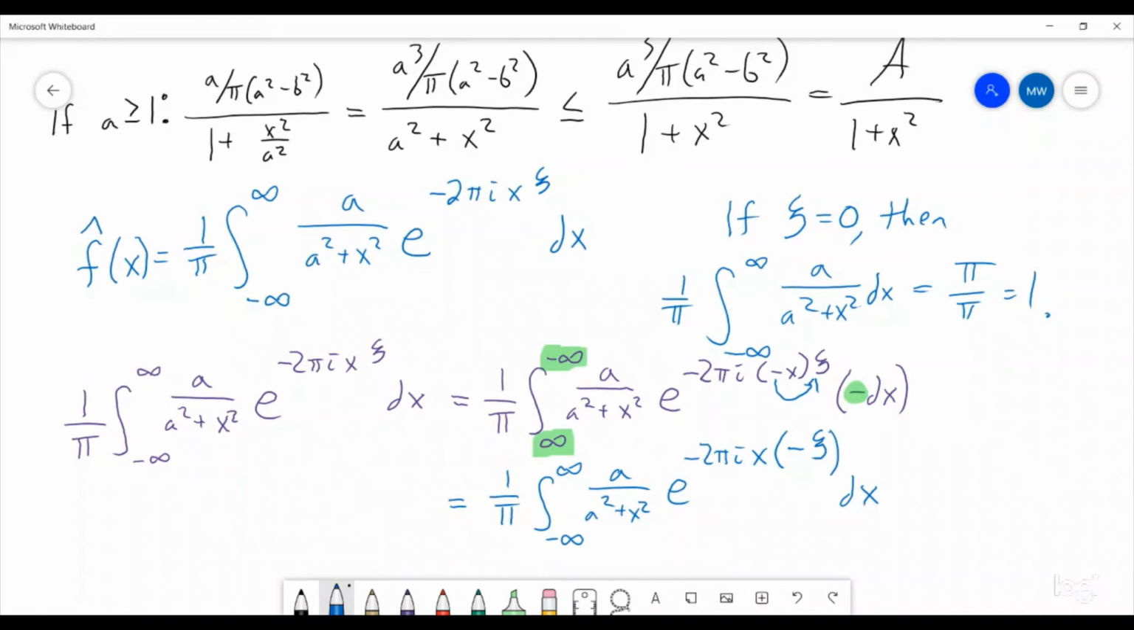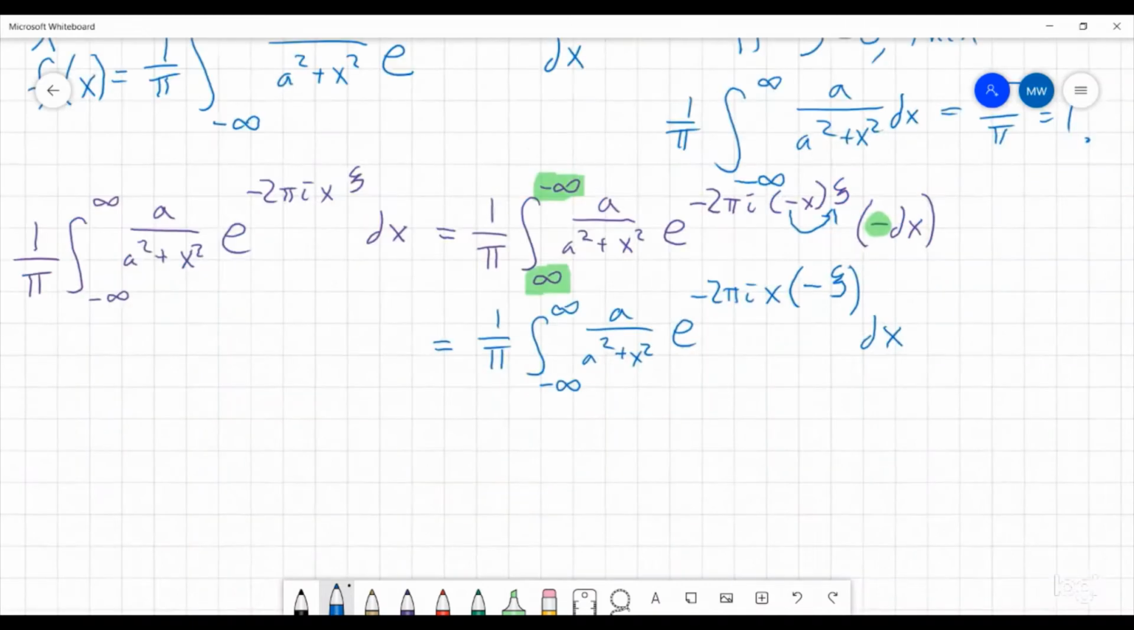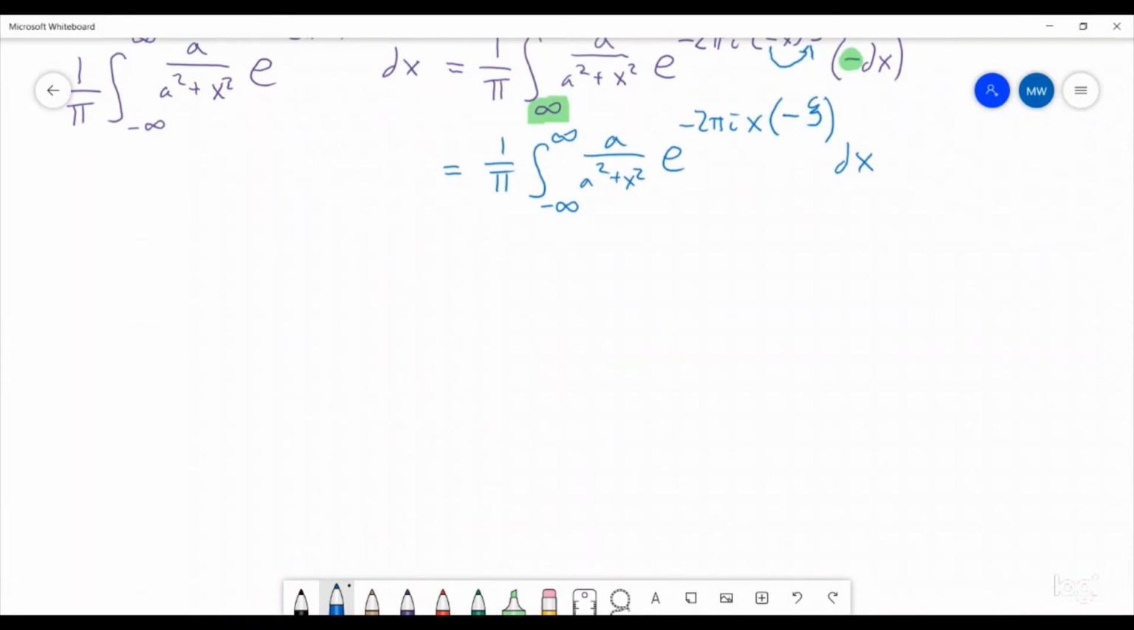So we are going to just assume that c is less than 0.